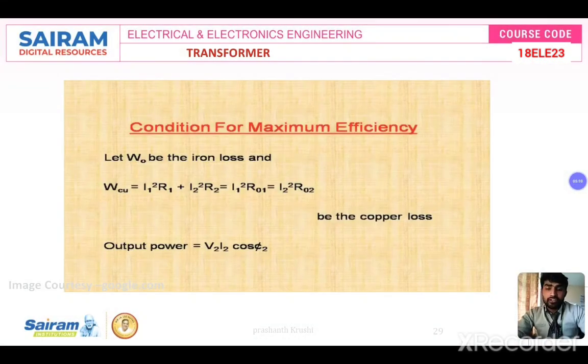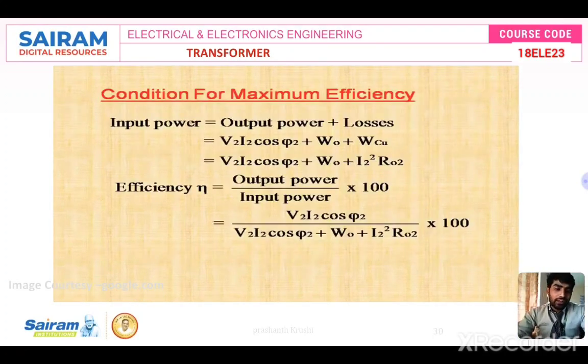And here, the condition for maximum efficiency. Let W0 be the iron loss and WCU be the copper loss, which is I1 square R1 plus I2 square R2, or I1 square R01, or I2 square R02. Just to remember the iron loss and copper loss equations. Output power is V2 I2 cos phi 2. And input power I can write as output plus losses, and I can write output is equal to input minus losses. That is also fine.